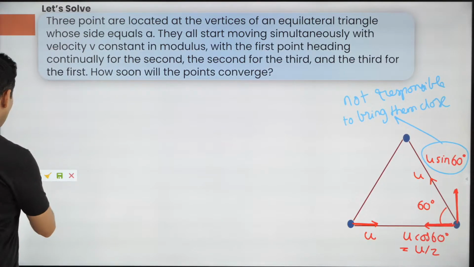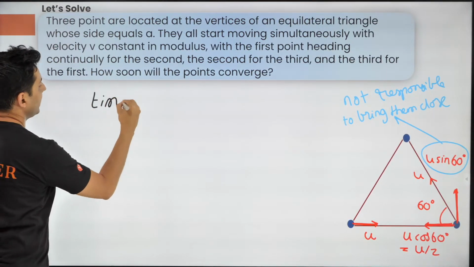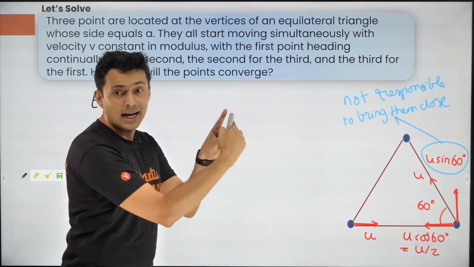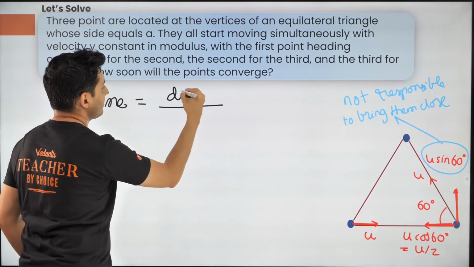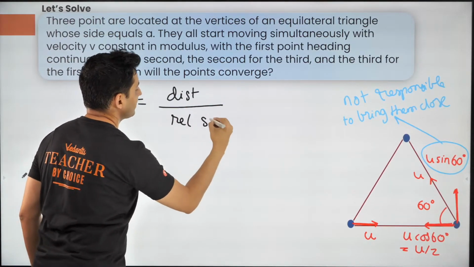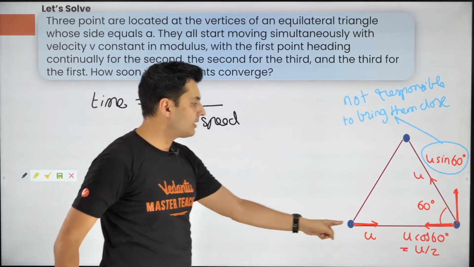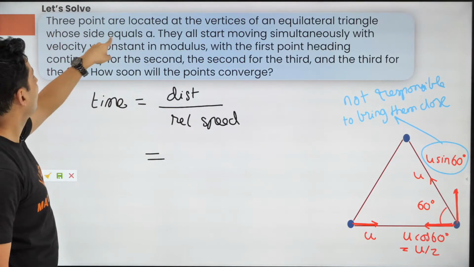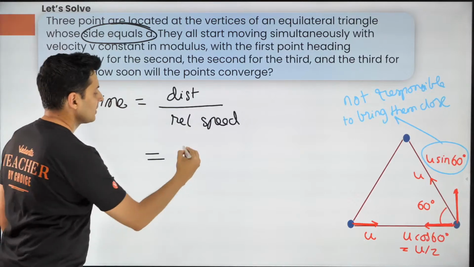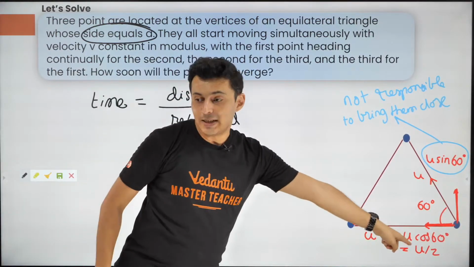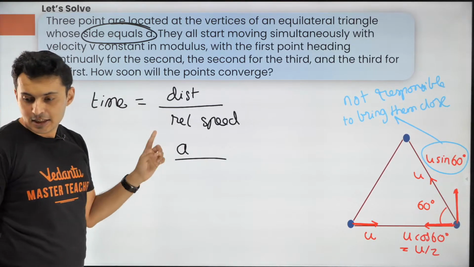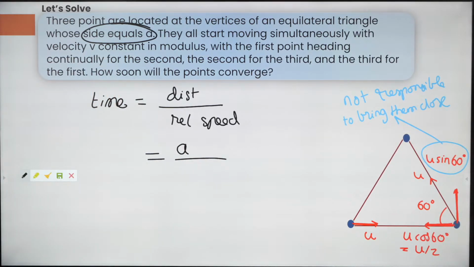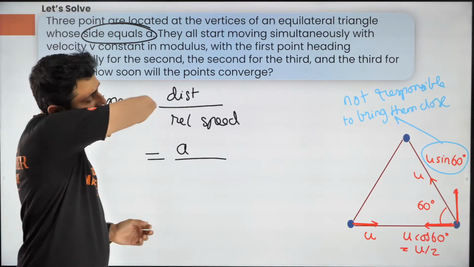So guys, think about it. What will be the time for those two particles to come and meet each other? Distance by relative speed. What is the distance between them? The side. What is the side? The side equals A. So A divided by the relative speed. Think about it. What is the relative speed, guys?